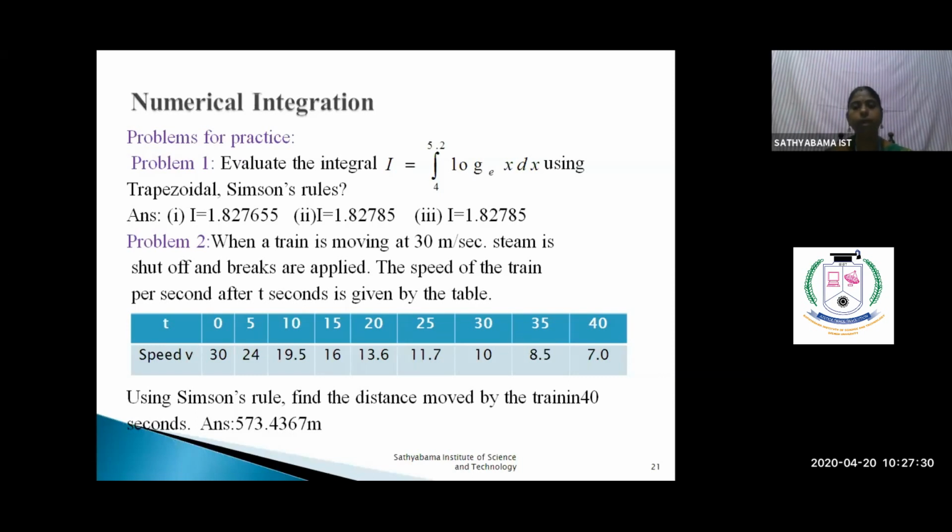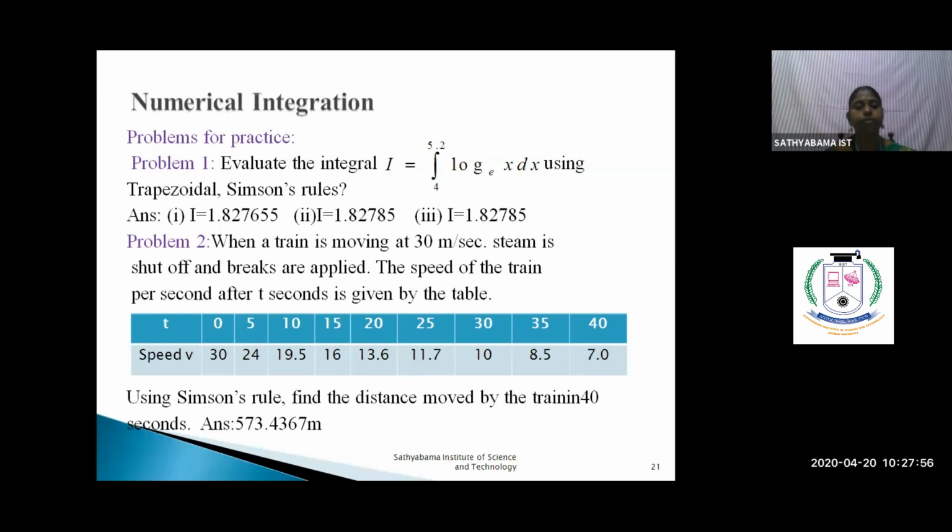In that formula, h is equal to b minus a by n. So you will get that h value, and accordingly you can use the trapezoidal, Simpson's 1/3 and Simpson's 3/8 rule, and the answer is mentioned here. And all of you, please try to do this problem taking n equal to 6, and you will get the h value. H value is 4.2 you will get.